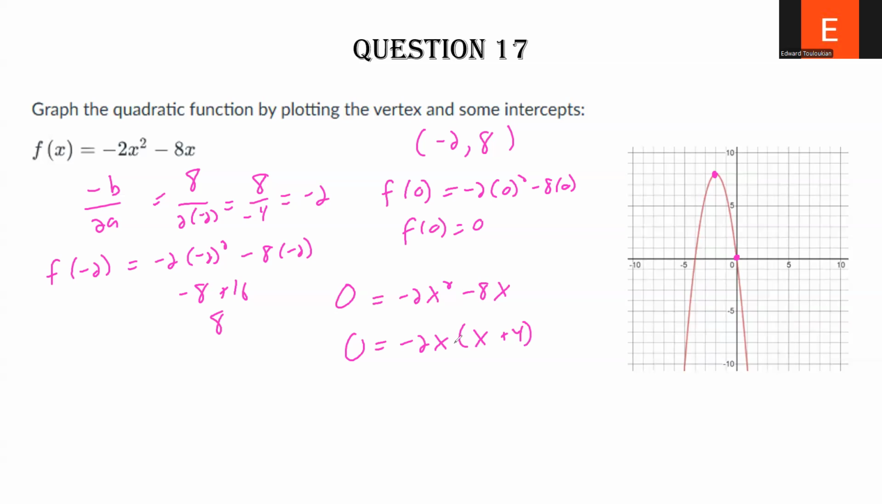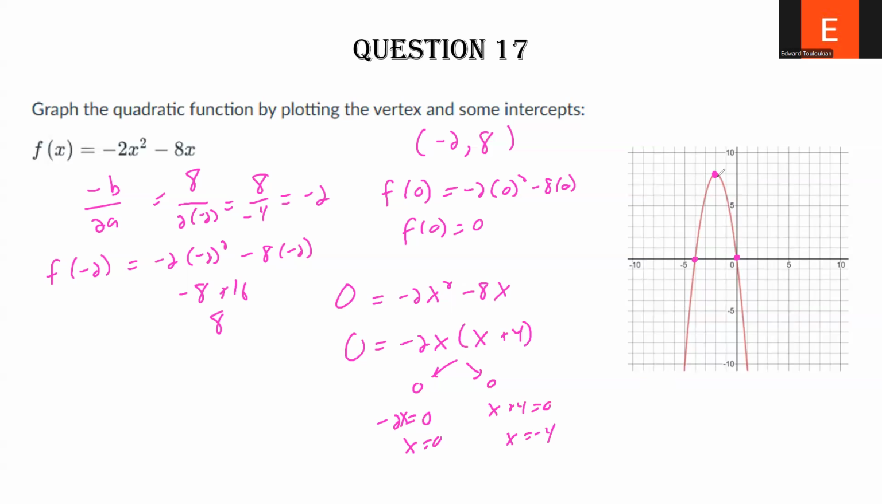Yes, that would be negative 2x squared, that'd be negative 8x. Yep, and then I can set these equal to 0, use my zero product property. Negative 2x equals 0, x plus 4 equals 0. Here I get x equals 0, which I already knew from the y-intercept. And here I get x equals negative 4, and that gives me another intercept.